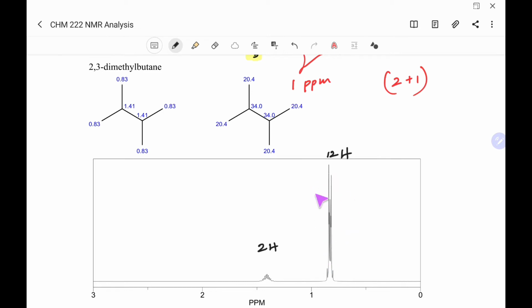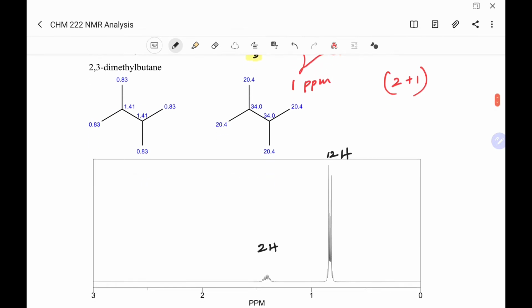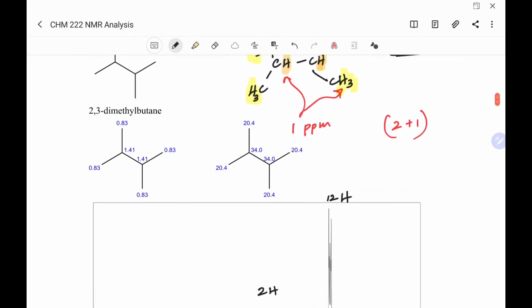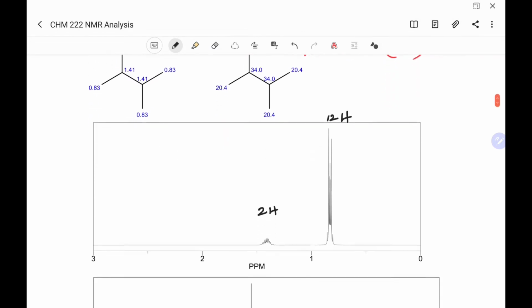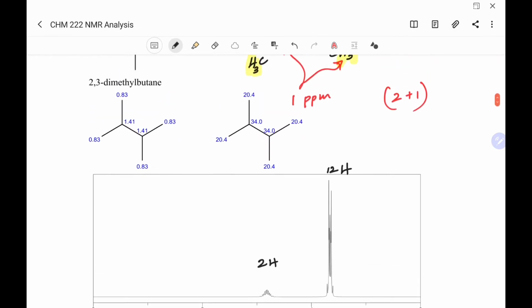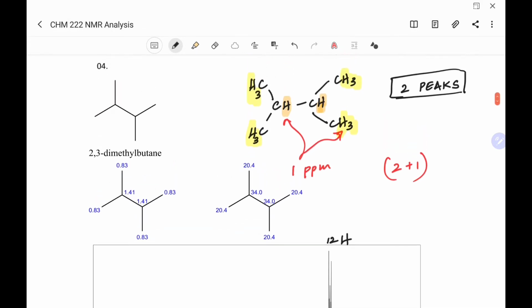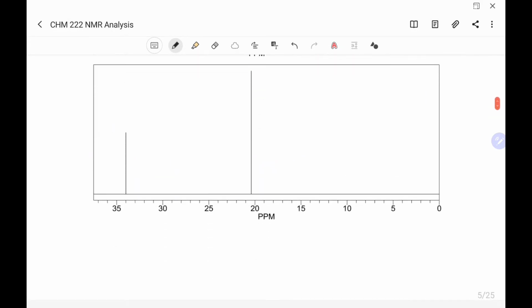This is a multiplet, and this is a triplet. It is a little bit complicated here, especially because this is a simulated one. But the chemical shifts should be around 1 ppm. That is straightforward. You have two peaks: the two hydrogen peak is shorter, and the 12 hydrogen peak is taller. All right, let's do another one.